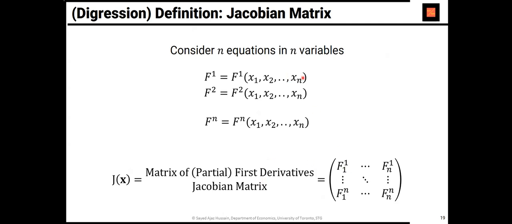Take the first equation, differentiate with respect to x1. Take the first equation, differentiate with respect to x2. And keep going until you take the first equation, differentiate with respect to xn. The last line here means take the nth equation, differentiate with respect to x1. And you keep going until the nth equation, differentiate with respect to xn. Okay? So this is again a square n by n matrix.